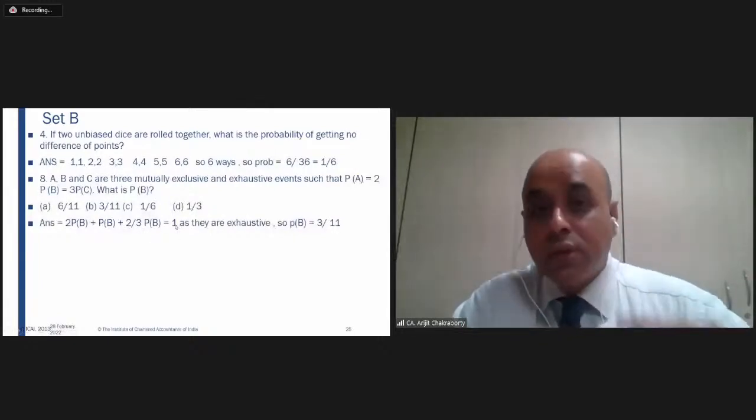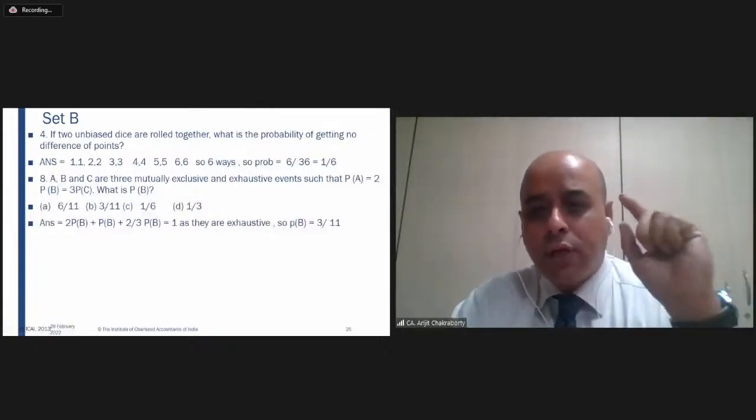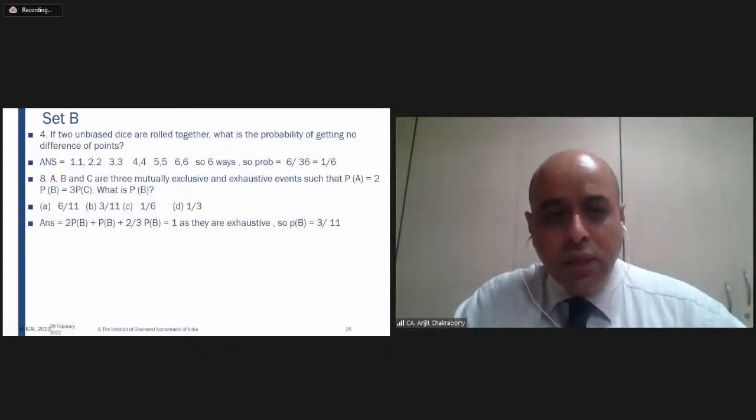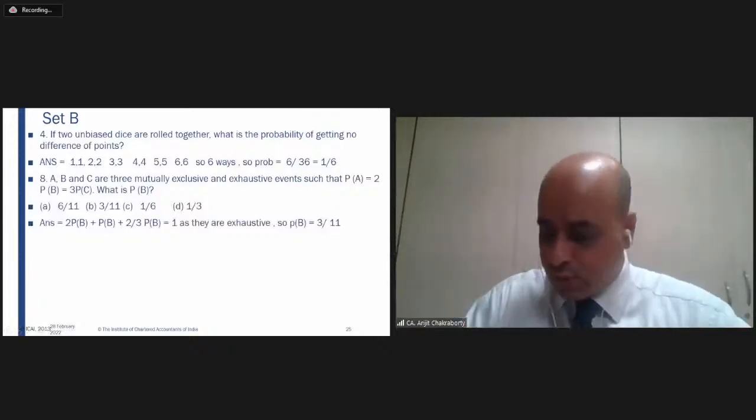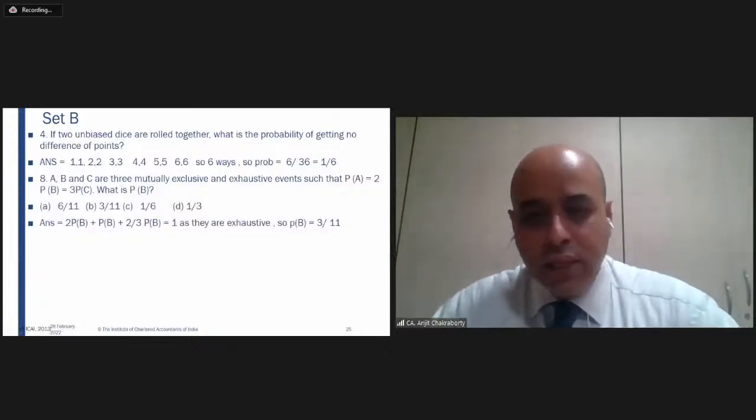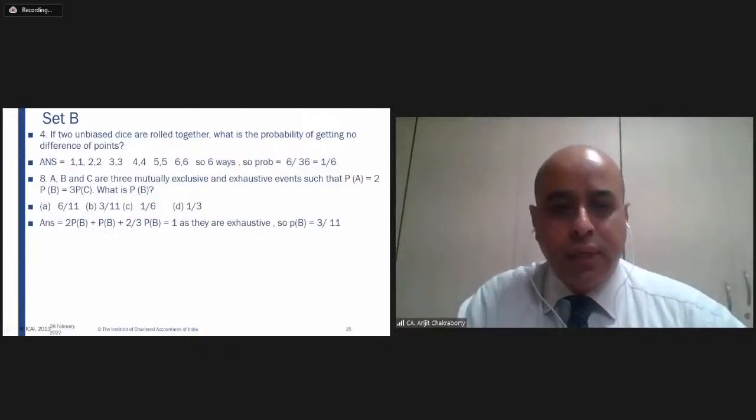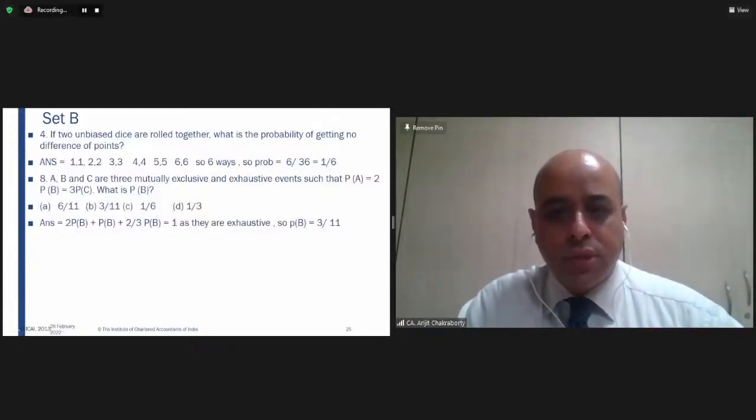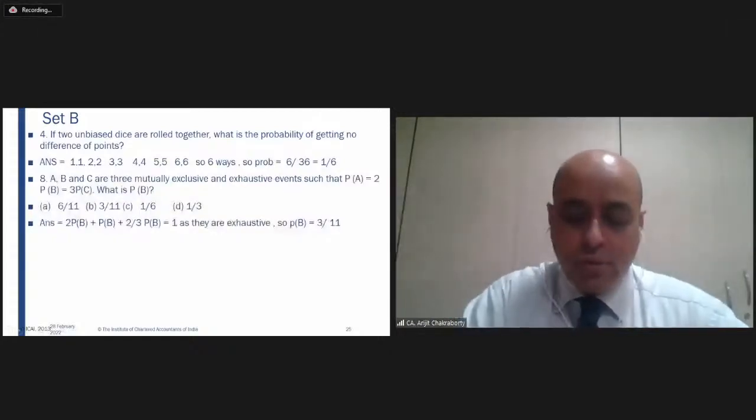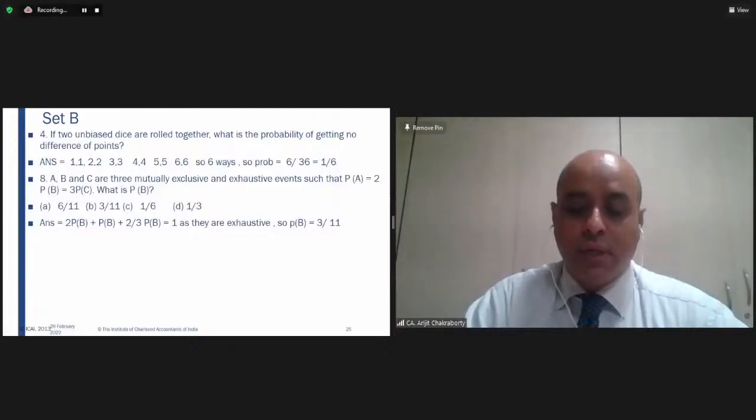Together the probability is 1 because it is given in the problem that they are exhaustive. So I am getting 2PB plus PB plus 2/3 PB, the total equal to 1. If this is equal to 1, I am getting the probability of B equal to 3/11. Just work it out. I'm also working it out once again. You will get the probability of B equal to 3/11. So the answer is option B, 3/11. Very, very important question for the exam.